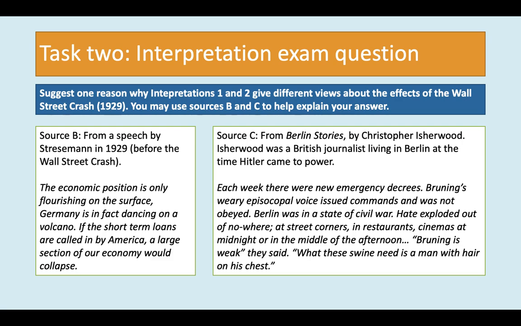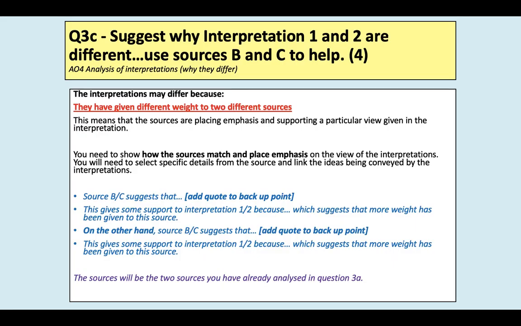Hate exploded out of nowhere, at street corners, in restaurants, cinemas, at midnight or in the middle of the afternoon. Bruning is weak, they said. What these swine need is a man with hair on his chest. So we have those two sources there, and you know that one of the interpretations is going to be linked with one of the sources, and the other is going to be linked with the other one.